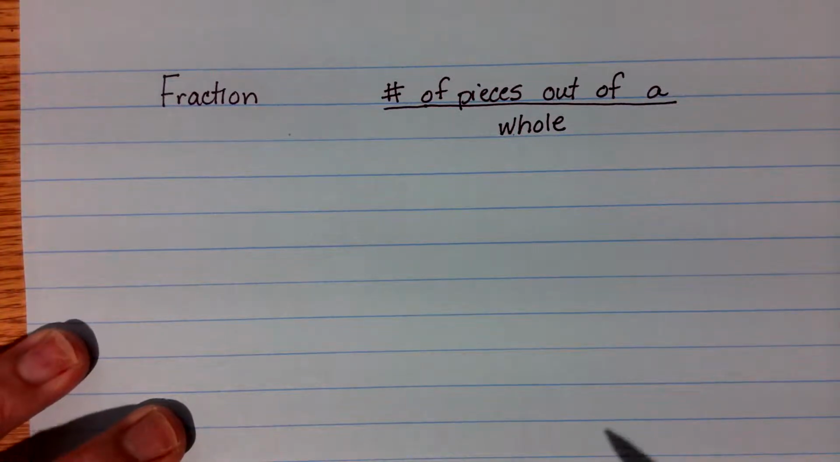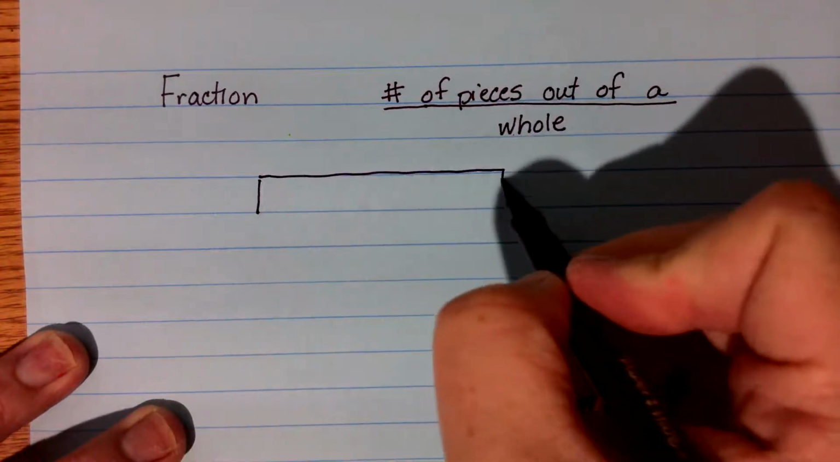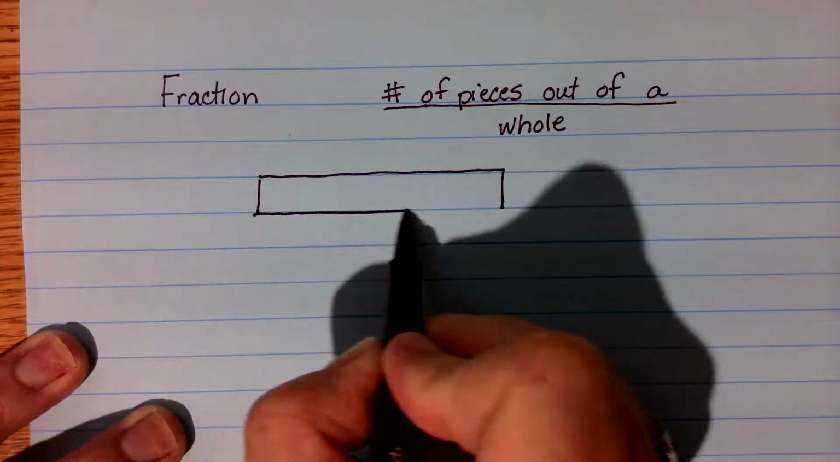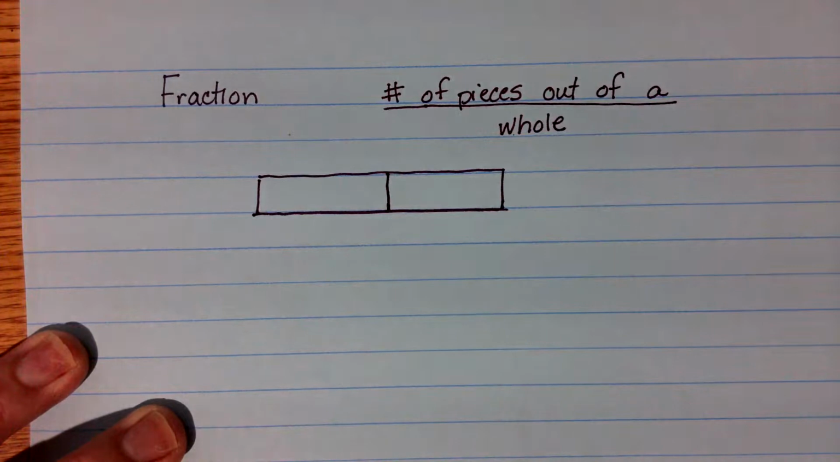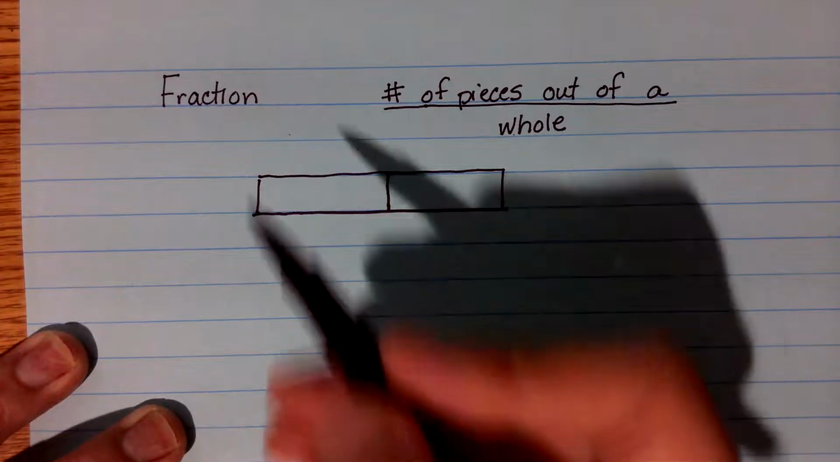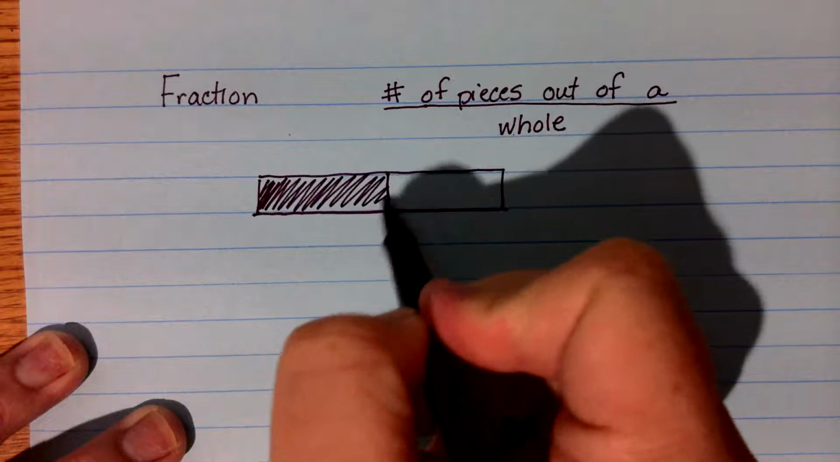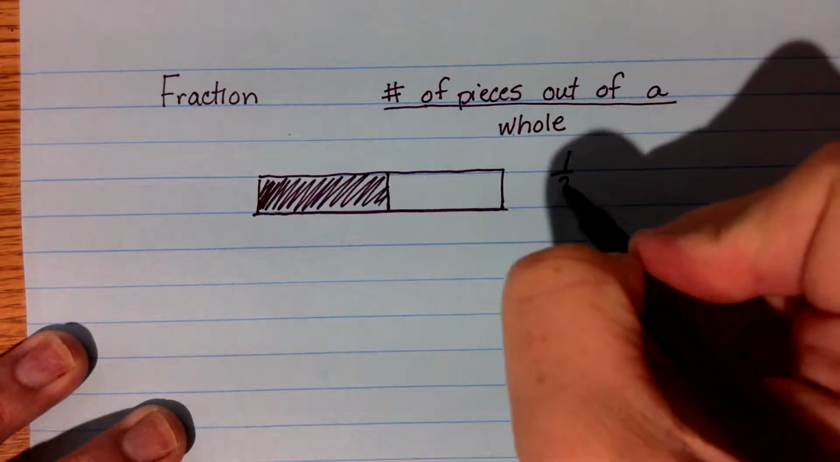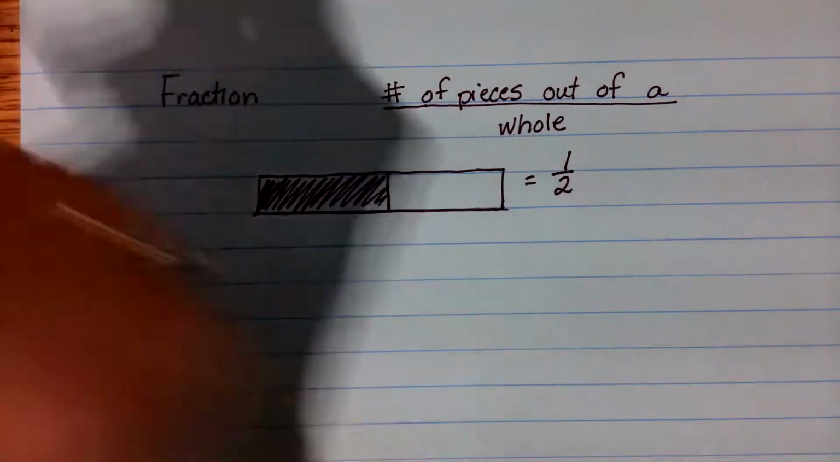So if we have a model that looks like this, and it's divided into two pieces, our whole is in two pieces. If one side of it is shaded, that represents one out of two pieces. Hopefully that makes sense to you. So you have to count the number of pieces in the whole, and you have to count the number of pieces shaded.